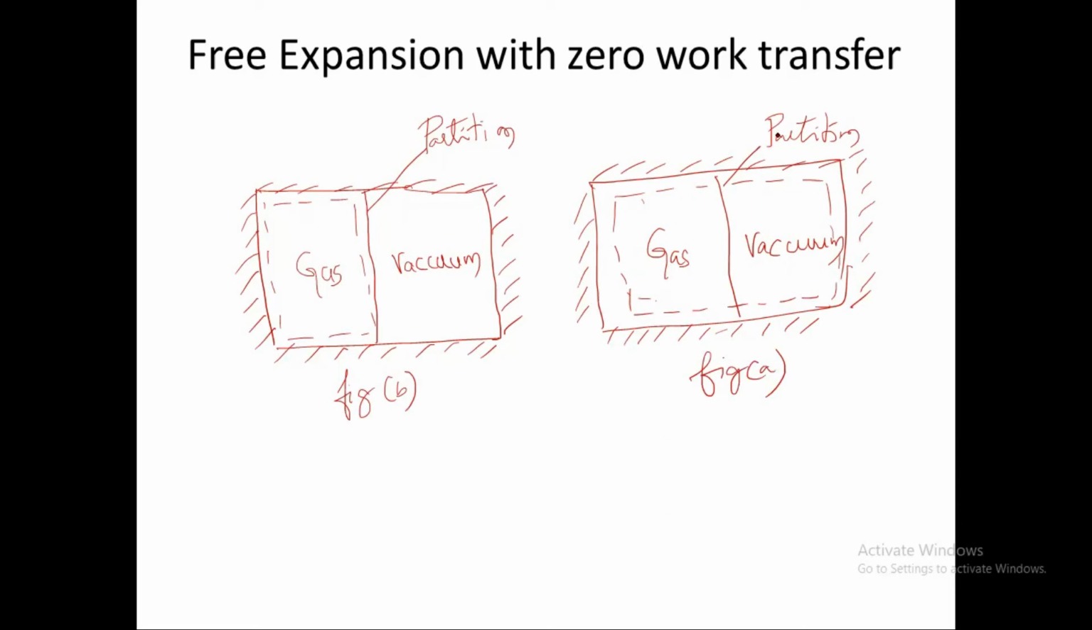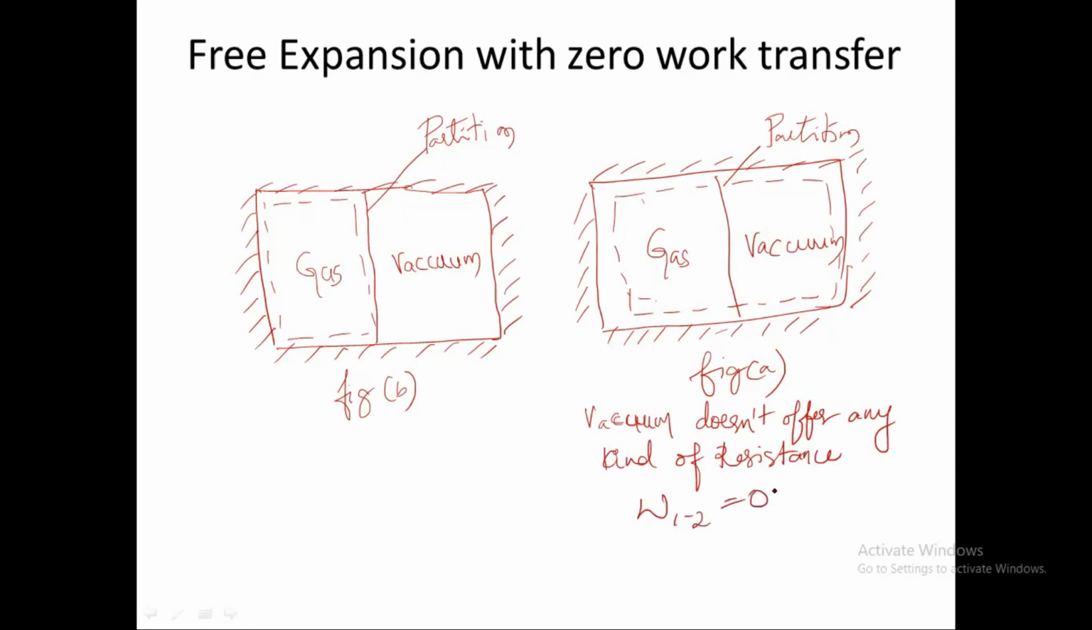Now when I remove the partition, what happens? Gas rushes to the vacuum side because vacuum doesn't offer any kind of resistance. If there is no opposition, there is no displacement, then one will say that work done is zero. Yes, that is true. Work done is zero.